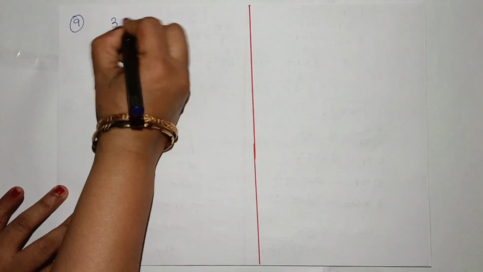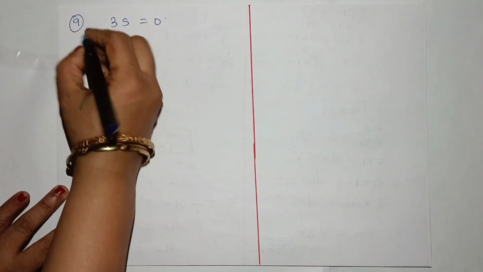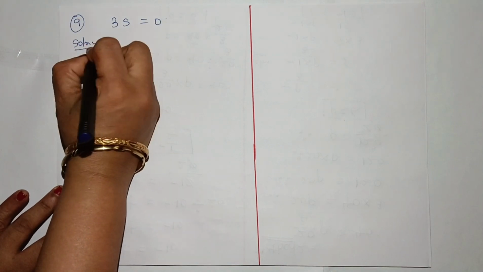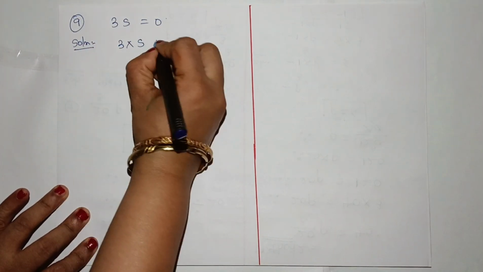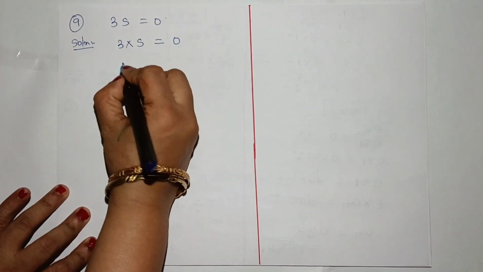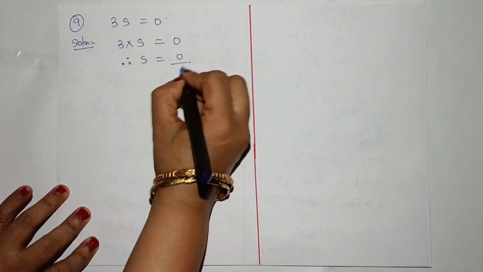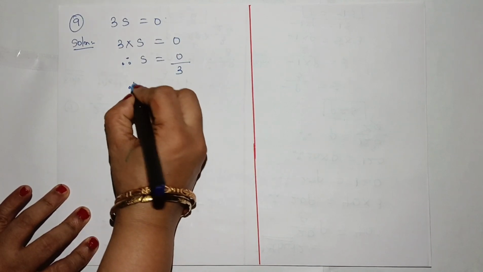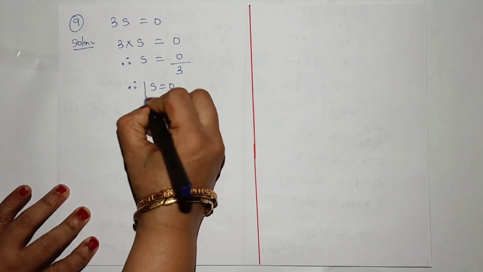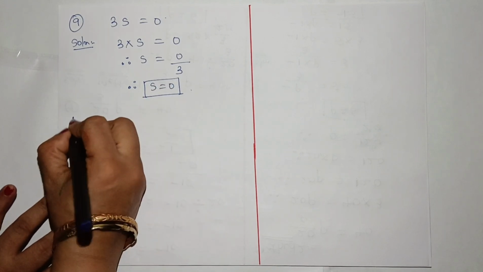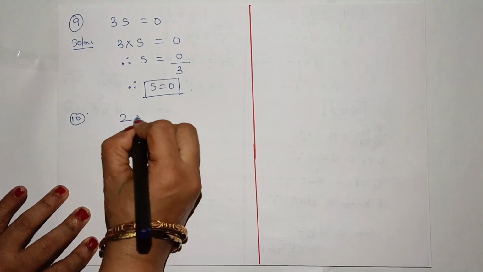Now let's switch to the next question. The question says 3s equals 0. It means what? It means 3 into s, correct? Therefore, s equals, write 0. Shift this 3 to that side, it becomes divide. Therefore, s is equal to 0. Let's see one more question.